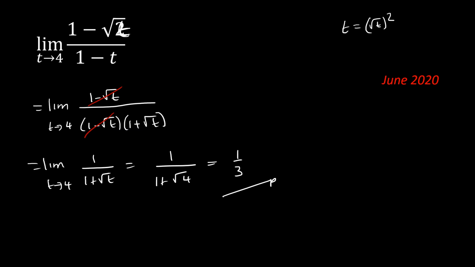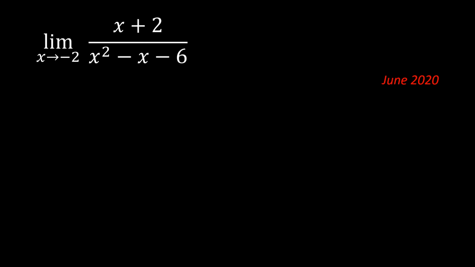Okay, so this is from the June 2020 question paper. Now the next question, it's also from June 2020. So this one is determine the limit of that. First of all, we substitute. If you substitute, you can see at the top you have 0. If you substitute at the bottom, you also have 0 because you'll have 4 plus 2 minus 6. So we have to try another way. Another way is to simplify.